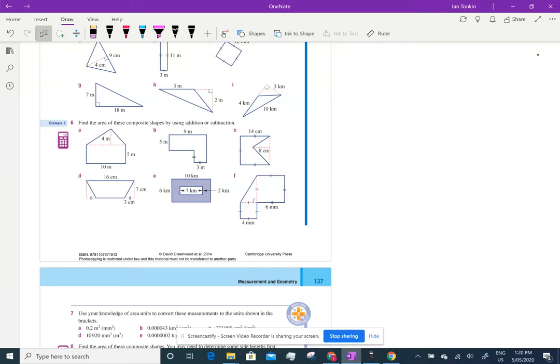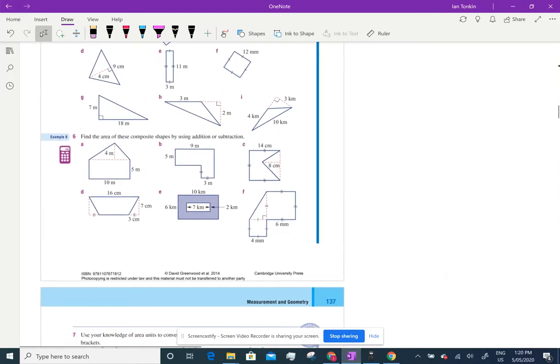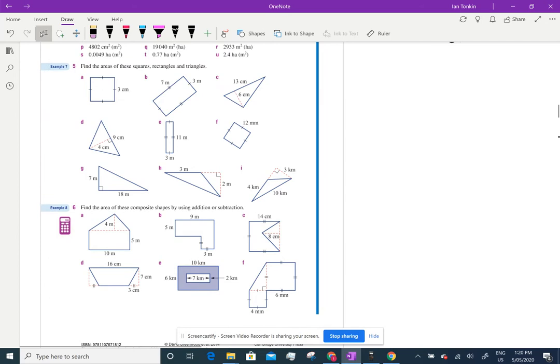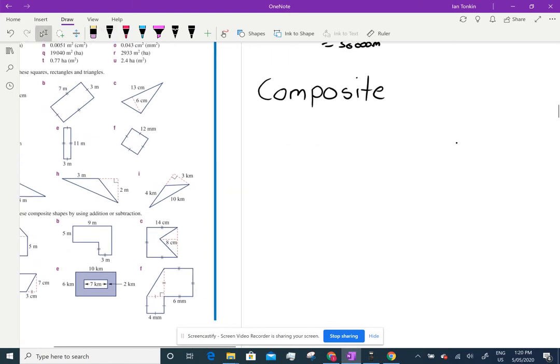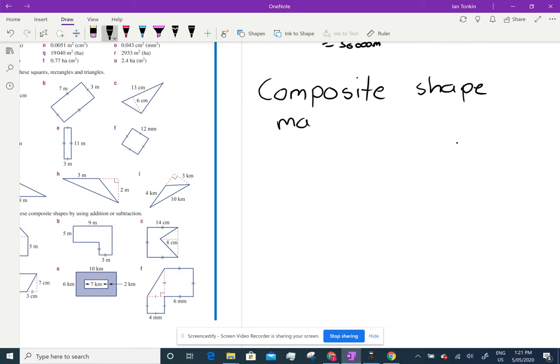Okay, Year 8, the next lesson, areas of composite shapes. Well, first of all, what's a composite shape? A composite shape is a shape that is made up of two or more other shapes.